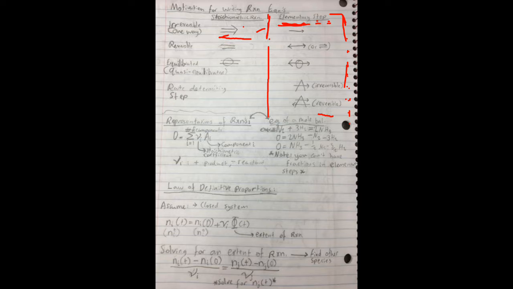Now, representations of reactions. Now, this is just an example of how this is applied. You can see over here that your overall reaction, which is your stoichiometric reaction, has these two equal signs, and let's see what this means over here. This means that it is a reversible stoichiometric reaction.